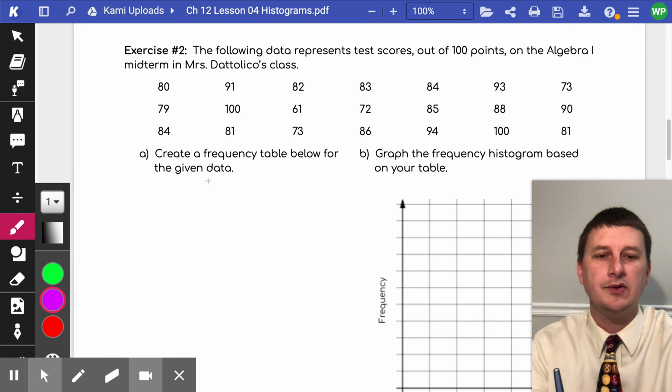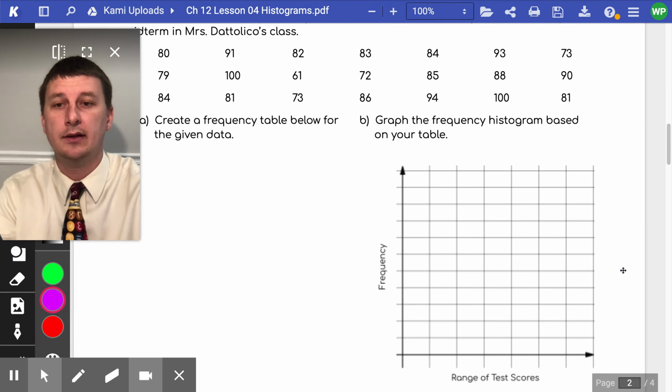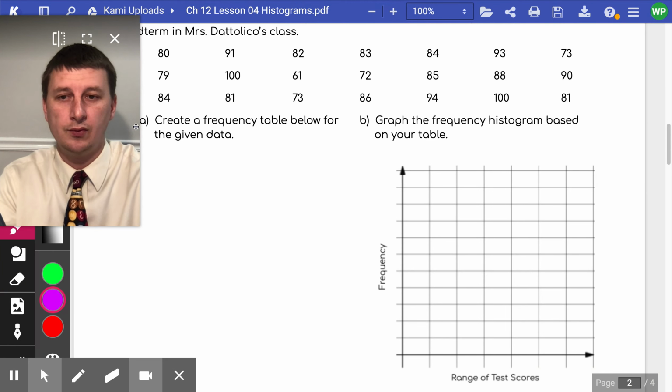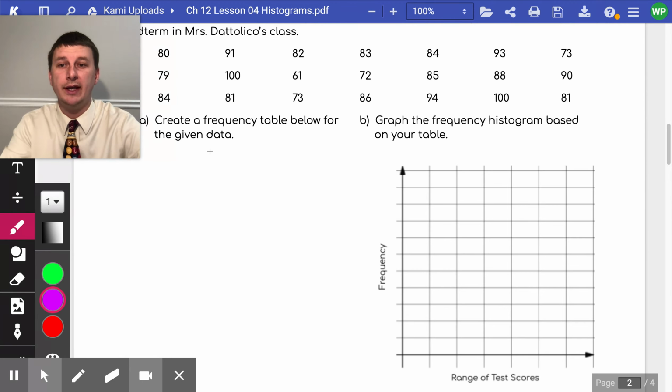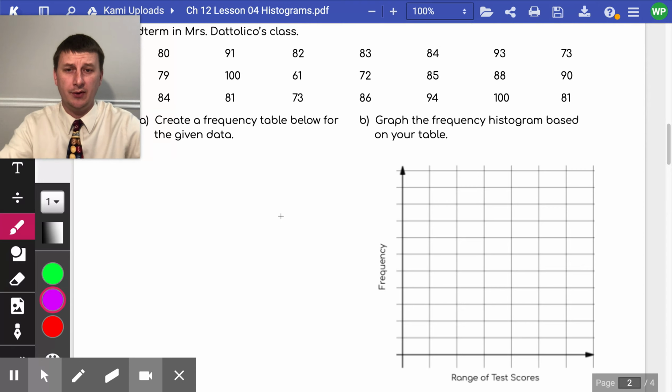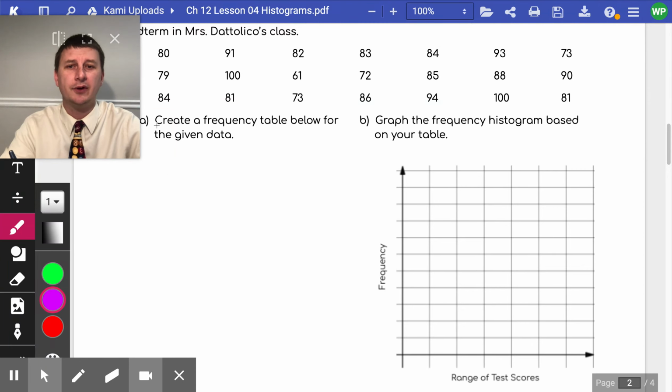So in exercise number 1, we were given a frequency table, but for this one, we're going to have to create our own. So in order to create our own, we want to first develop what we want to use for our range.